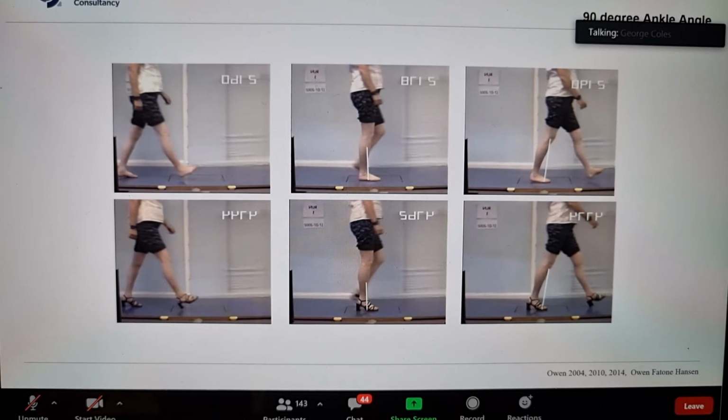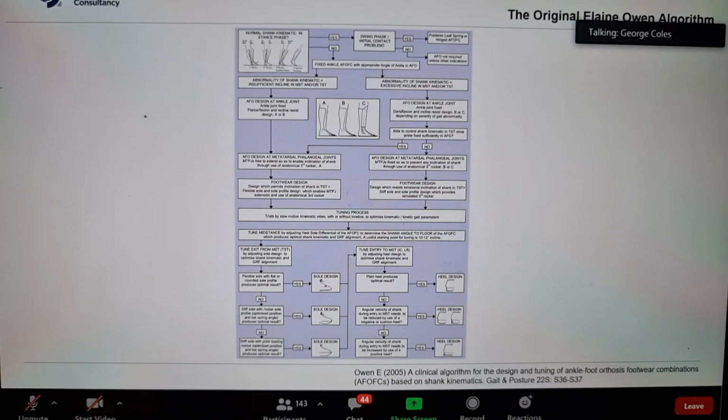So what would be the reason for trying to overstretch that muscle? If it were more about trying to control those kinematics, surely. And that's the main thing that Elaine talks about. So this is the original algorithm. I won't go into all of it because we would be here for a very long time. There's a reason why her course takes 3 days.